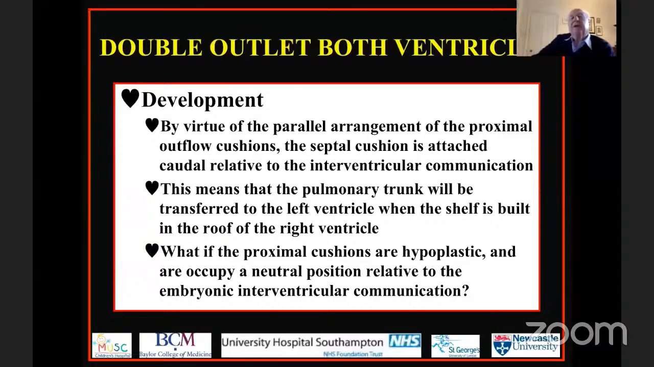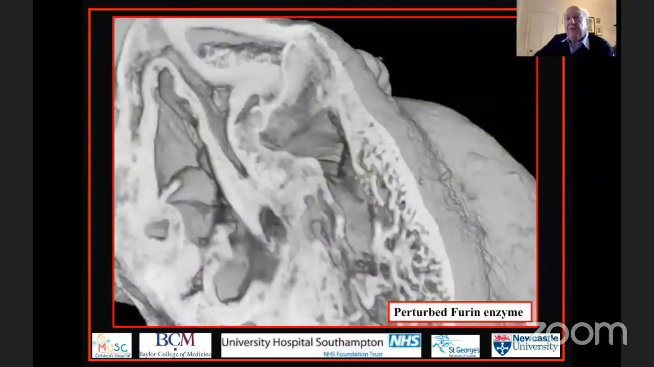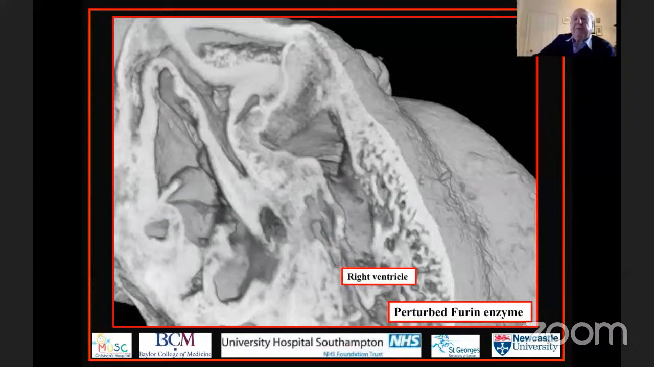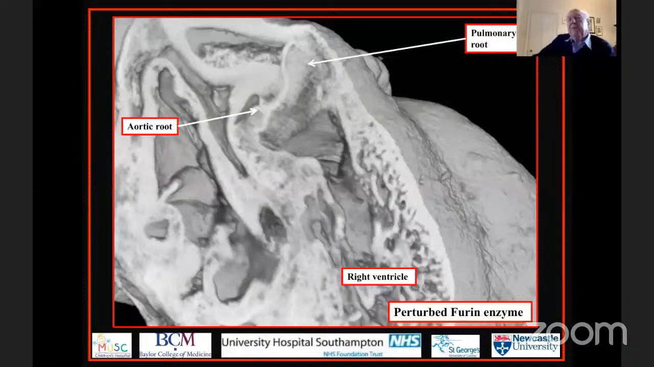But what happens if the cushions fuse neither to the caudal nor the cranial components of the interventricular communication? And in fact, we know that that can happen because we also have a series of mice in which my good friend and colleague Tim Mohun, who prepared these data sets, perturbed the furin enzyme. And this is one of those mice. And what you see here, you're looking again at the cavity of the right ventricle. There you see the aortic root. There you see the pulmonary root.